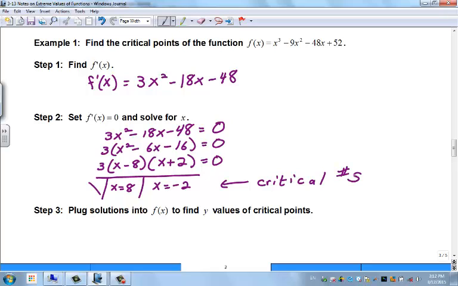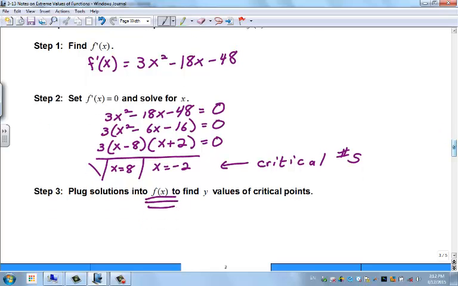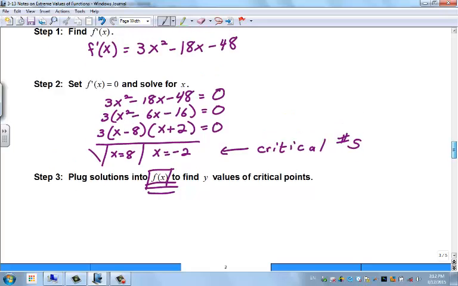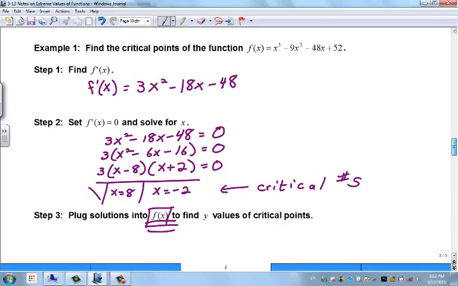To get the critical points, we have to plug back into f of x to find the y values. Notice we're plugging back into f of x, not f prime of x. If we plug back into f prime of x, we're going to get 0, because we just set f prime of x equal to 0 to get those numbers, right? We need to go back to the original function and plug in. So we're going to find f of 8 and f of negative 2.